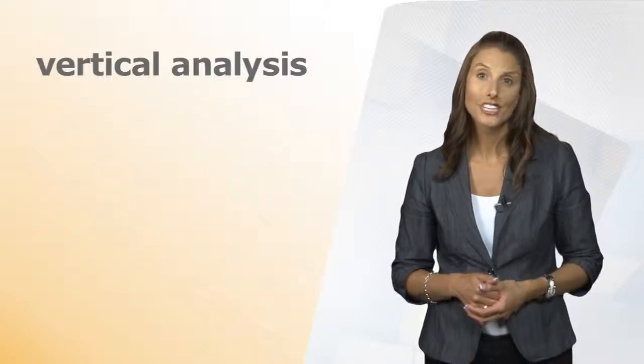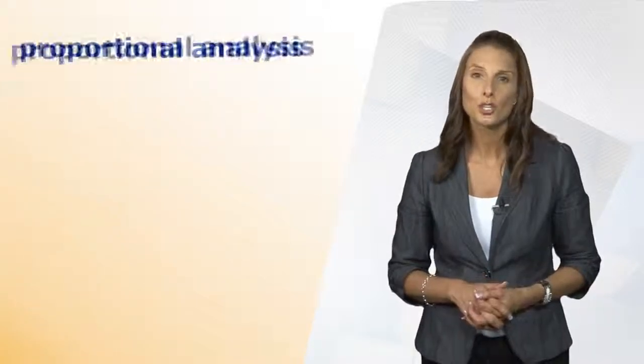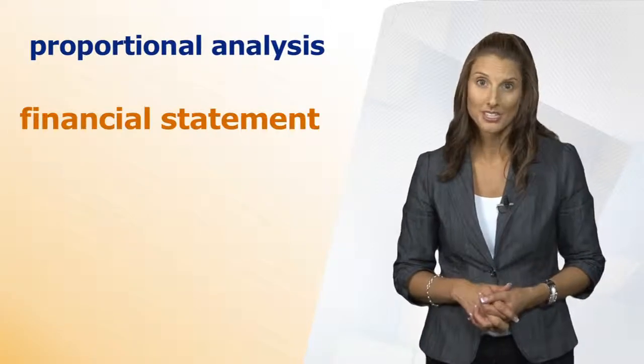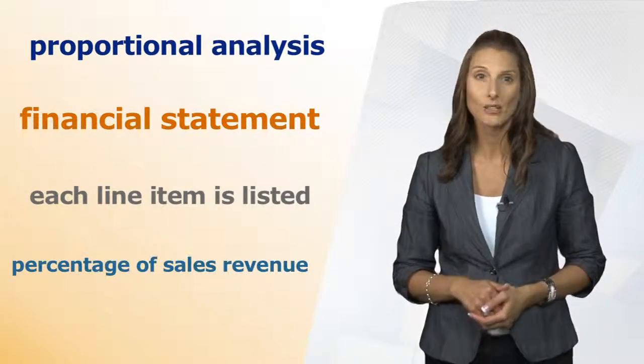An example would be when you are asked to do a vertical analysis of an income statement. This is simply the proportional analysis of a financial statement, where each line item is listed as a percentage of the sales revenue. Let's take a look at an income statement for a hypothetical company, ABC Taxis.